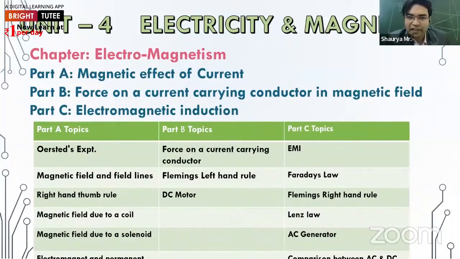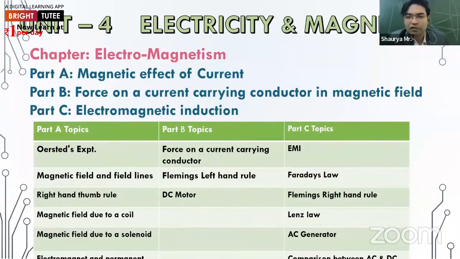In part B of this electromagnetism, we discuss the force on a current carrying conductor when placed in an external magnetic field. So again, this is just a qualitative idea that has to be given to the student. We know that a current carrying conductor when placed in a magnetic field must feel a force upon that. And the qualitative idea is best given by Fleming's left hand rule.